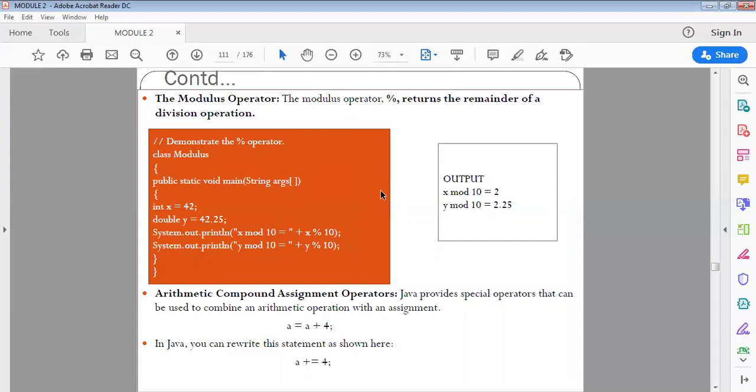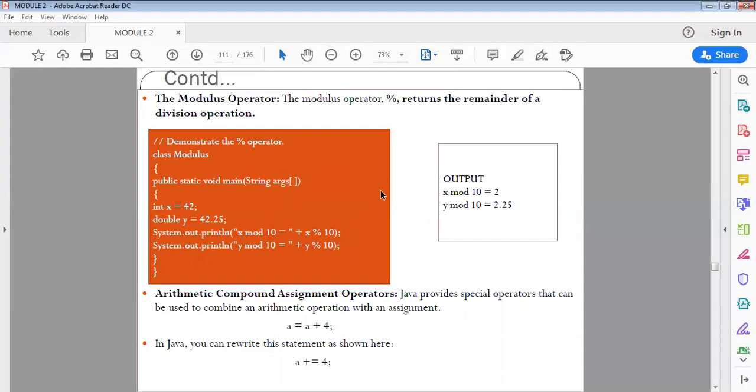Here is a particular program. First you have taken the class name as modulus, with the main containing two variables, x of integer data type and y of double data type. Now modulus will always return what? It gives the remainder of the division.